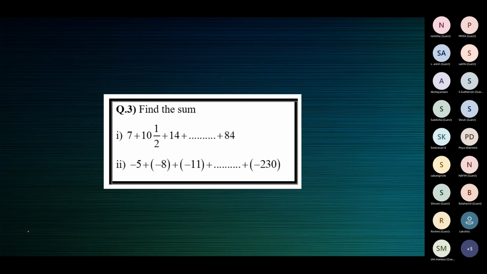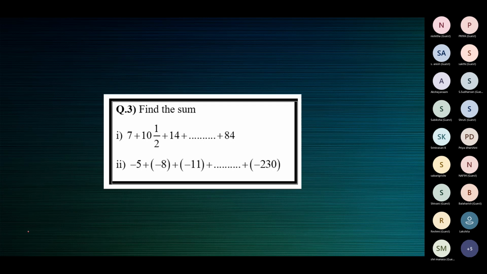So we know the first term. There are only 3 values, a, n, and d. A is 7. D is 10 and a half minus 7, which is 3 and a half. You know a and d. Now you need to know n. Find the sum of how many terms. Only then you will get the value of n, right? So you will go to 84.